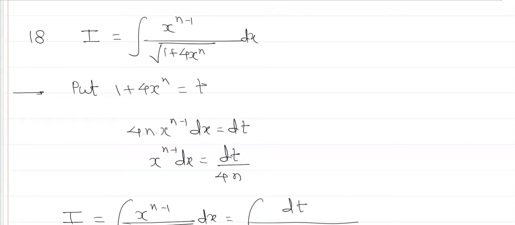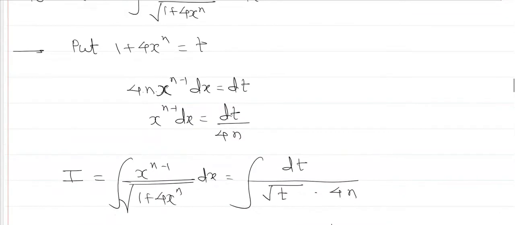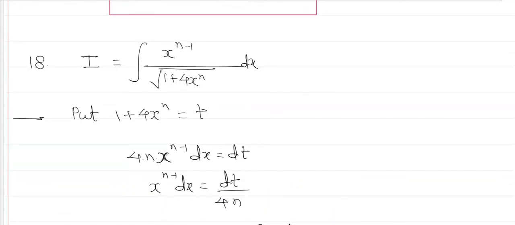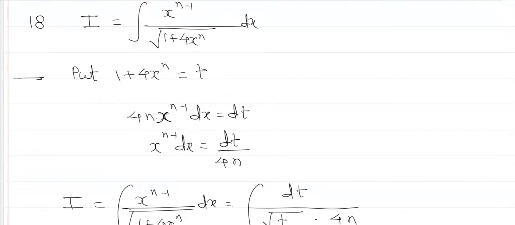Then what is the proper substitution? Therefore, here is a proper substitution: 1 plus 4x raised to n is equals to t. Its derivative: the derivative of 1 is 0, and of 4x raised to n is 4n x raised to n minus 1. So x raised to n minus 1 into dx is equals to dt upon 4n. This is the value, I can write it in this box. This is the correct one.